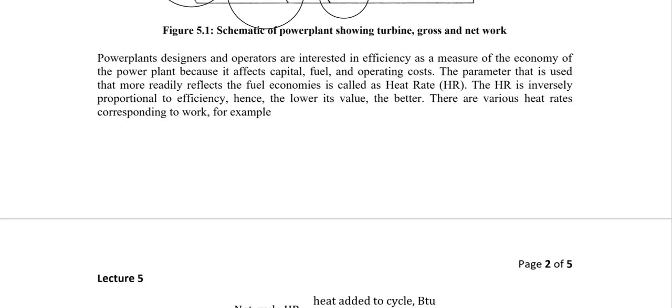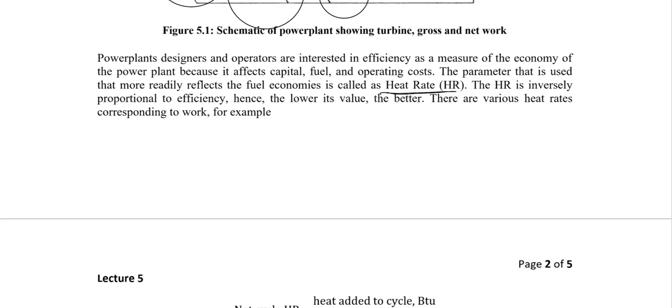So the main parameter which reflects the fuel economy is called the heat rate. Heat rate is the amount of heat supplied, mostly in BTU, per kilowatt of power produced. That means the heat rate is inversely proportional to the efficiency. Lowering the heat rate means a higher efficiency.